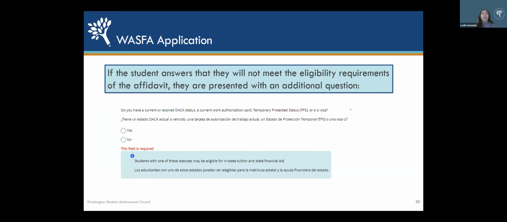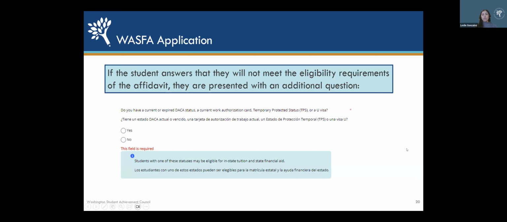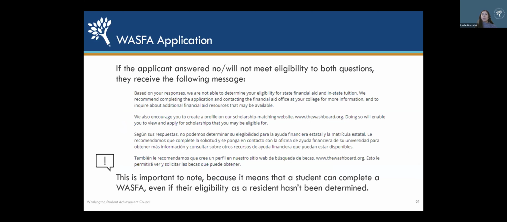For the residency affidavit, if a student selects no to any of the three main points here, they will then be presented with an additional question, as you can see here. They will be asked if they have an expired DACA or current work authorization card, or a temporary protected status, TPS, or a U visa. If a student selects yes to this additional question, they'll just be directed to move forward with the application as normal. If a student selects no to this question, meaning they do not meet either the residency affidavit or that follow-up question, they will receive the following message.